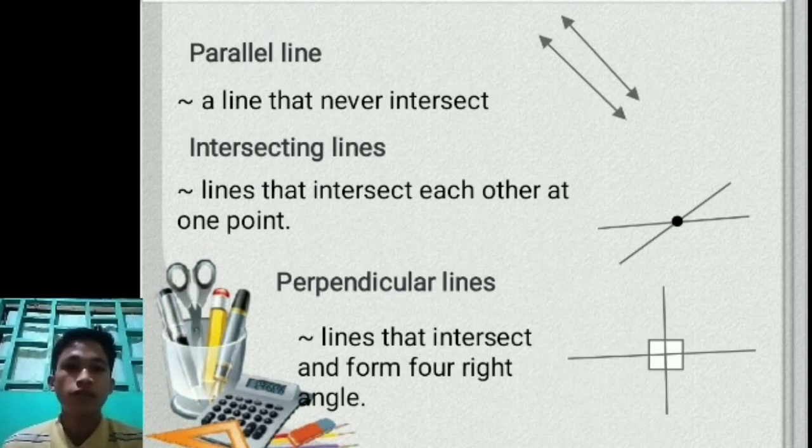Now let's proceed to parallel lines. Parallel lines are two lines that never intersect. Then intersecting lines are lines that intersect each other at one point. So they cross at one point. That is intersecting lines. And perpendicular lines are lines that intersect and form four right angles. So two lines that intersect, then form four right angles.